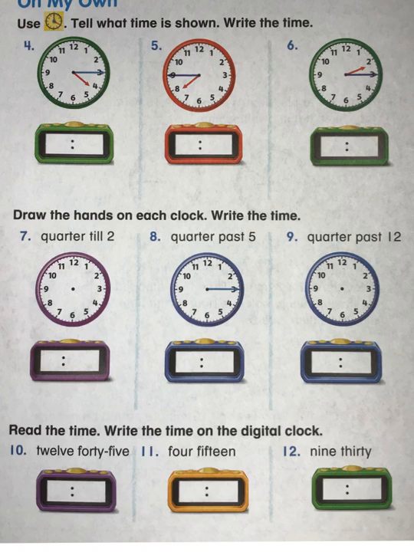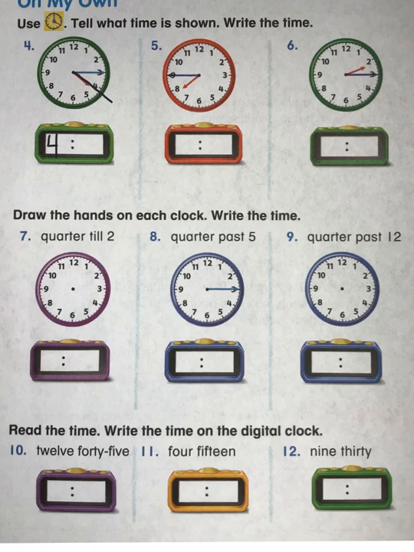Okay, let's start at the top, number 4. Let's look at our clock. What are they asking? It says to use the clock to tell what time is shown, write the time. So the first thing we want to do is look at our hour hand. Where is our hour hand pointing? Let's see, if I draw a line straight out, it's not quite on the 4, but it's definitely not on the 5. So we know that the 4 o'clock is the hour. We're still in the 4 o'clock hour.